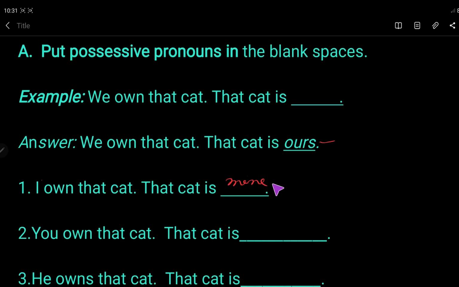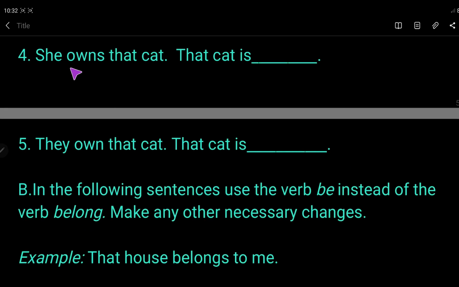You should keep in mind we are here putting possessive pronouns. You own that cat, that cat is yours. By the word yours we can understand that cat. He owns that cat, that cat is his. So easy this is. She owns that cat, that cat is hers.